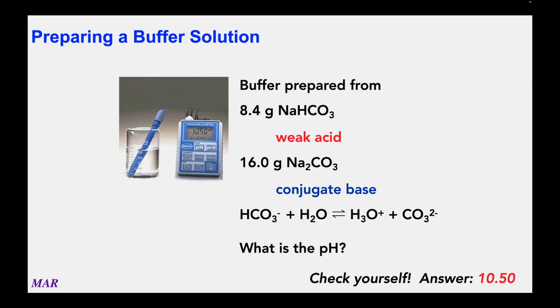You do need the Ka here for the acid. You would need the Ka for hydrogen carbonate, which is on that table. But anyway, if you've done this all, then 10.50 should be your answer. If you don't get that answer, let me know. Reach out to me. I will try to help you to find the right answer. But this is a good way to check yourself. Make sure you're good to go.